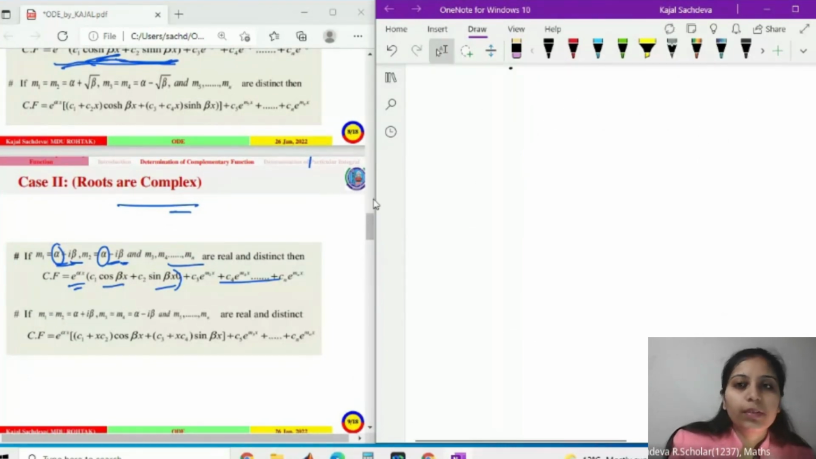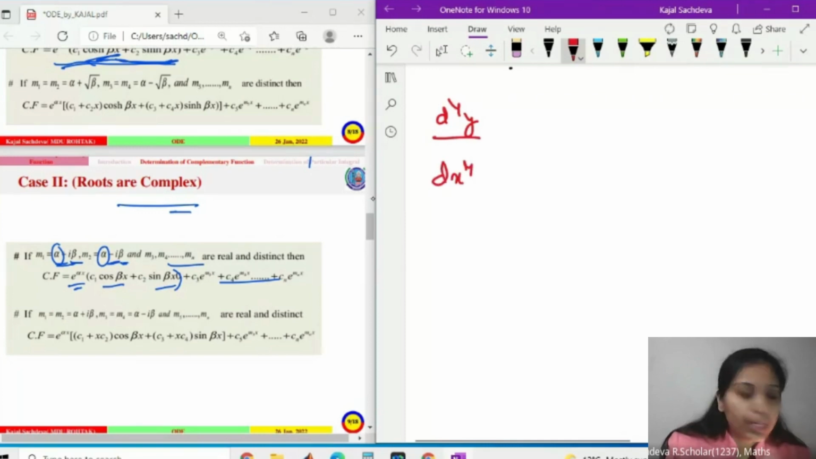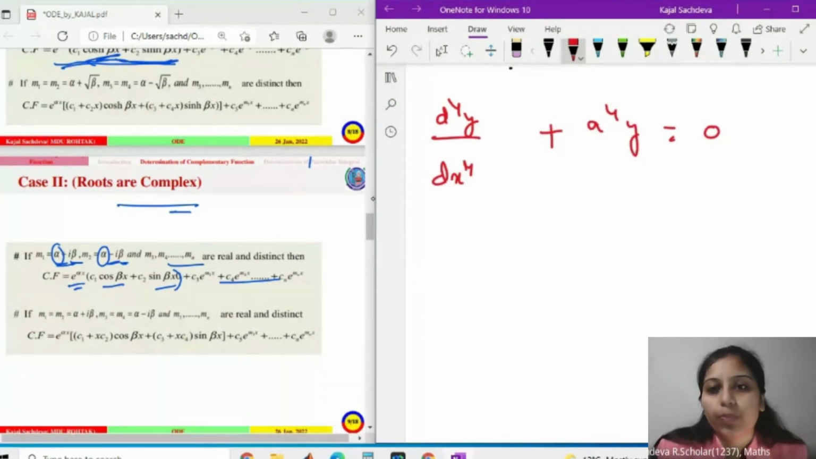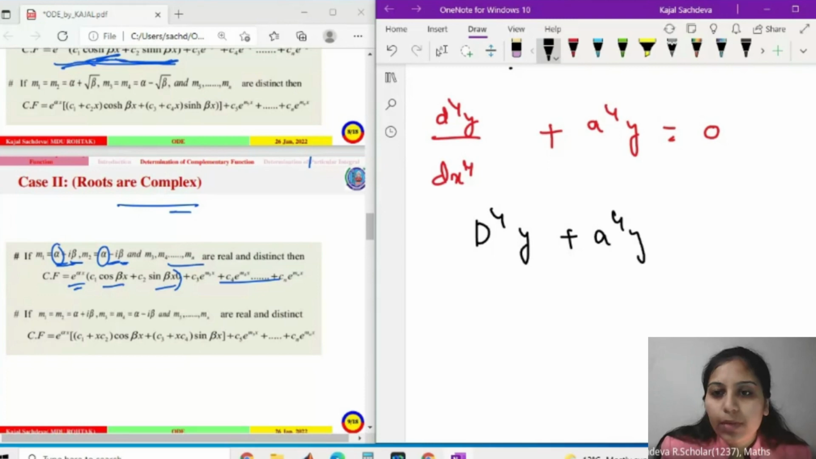So we have an example: d^4y/dx^4 plus a^4y is equal to 0. Write first in symbolic form, we get (D^4 + a^4)y is equal to 0. When we take y common, we get the auxiliary equation, just replace D by m: m^4 plus a^4 is equal to 0.